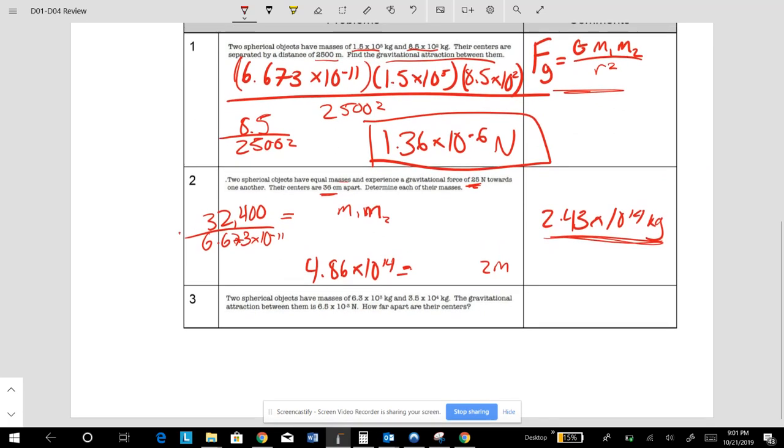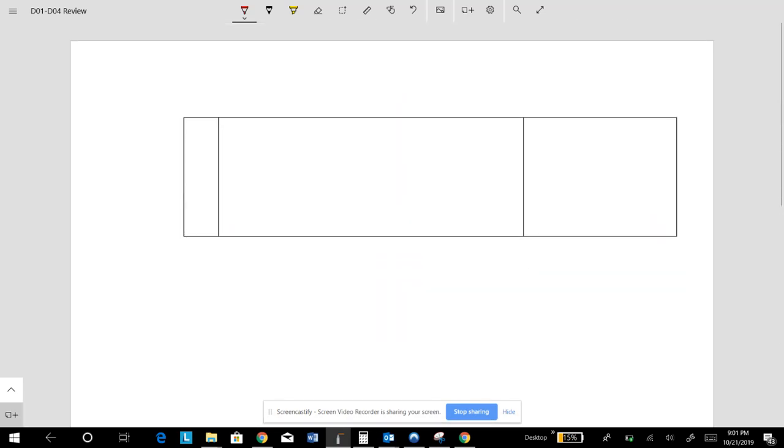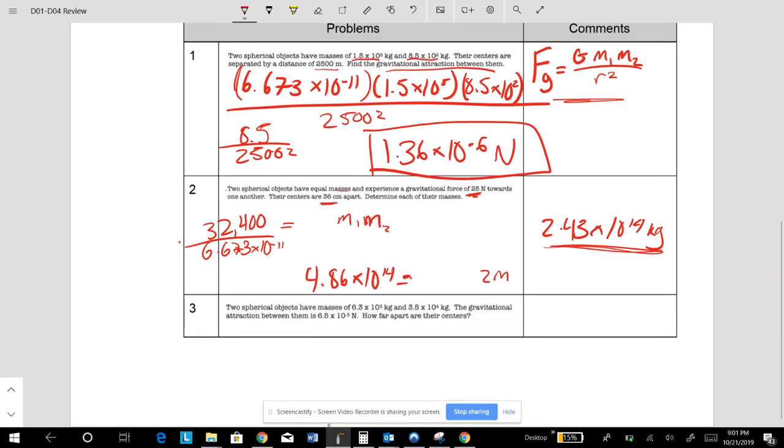All right, last one. Let's get back here. So our last one. Two spherical objects have masses of 6.3 times 10 to the third kilogram and 3.5 times 10 to the fourth kilogram. The gravitational attraction between them is 6.5 times 10 to the negative 3. How far apart are their centers? So we're still going to use this one, F equals G M1 M2 over R squared.